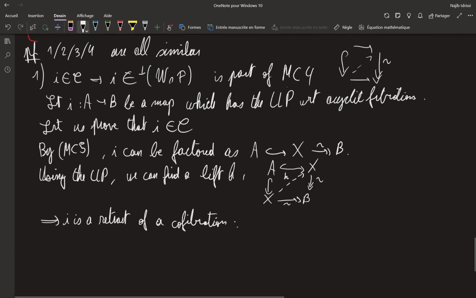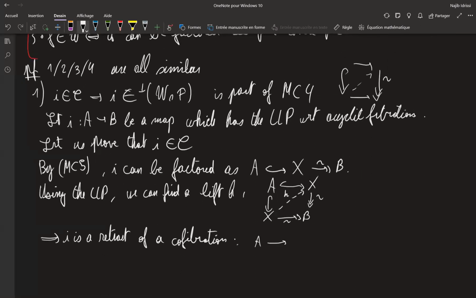Because you can write a square like this. You start from A, and on the top, you don't change anything. You always have the identity. Then you go to B, and you want to prove that this is a retract of a cofibration. So this cofibration, you put it here. And how to make this diagram commute? Well, you can go to X using H, and then go back to B using this map P. And this diagram commutes.